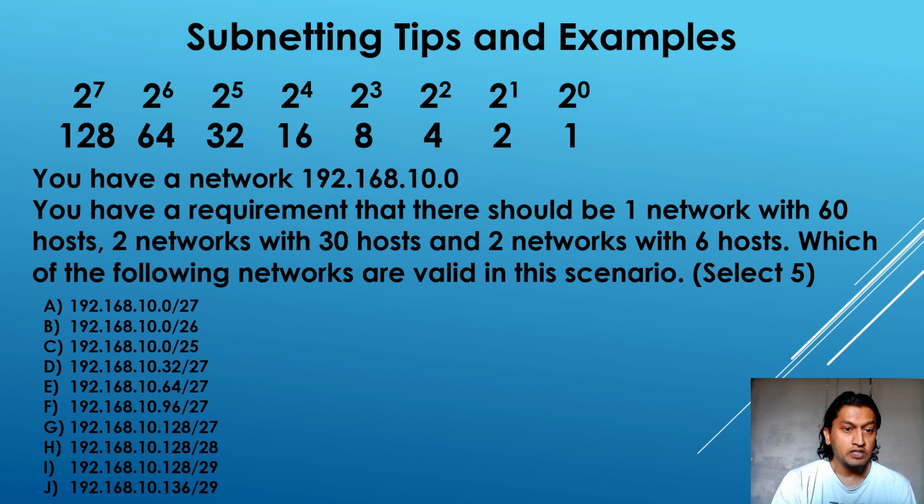Right? You can see there's quite a few options I gave you there, from A all the way through to J, right? And this is the kind of question you can get in an advanced subnetting exam, or an advanced routing and switching exam, right? In this case, you've got to select 5 answers because there are 5 networks that we're creating. One with 60 hosts, right? 2 networks with 30 hosts, and 2 networks with 6 hosts, right?